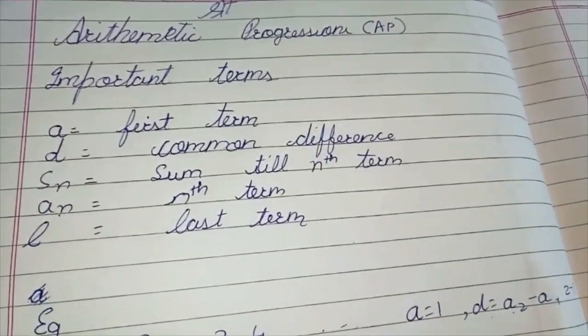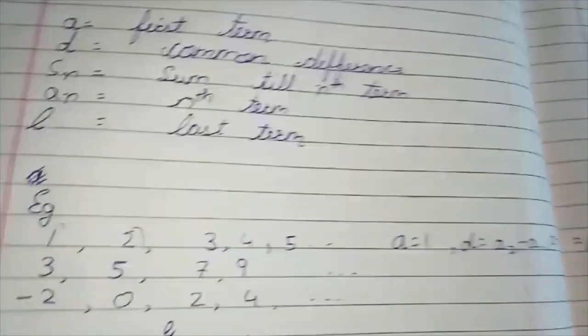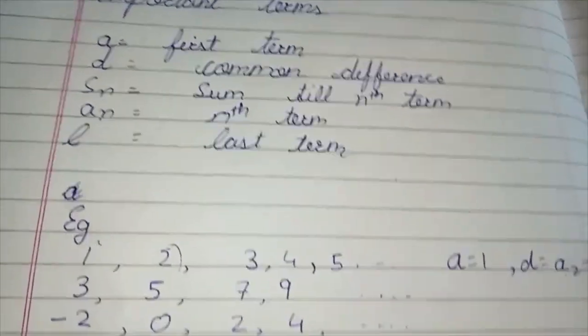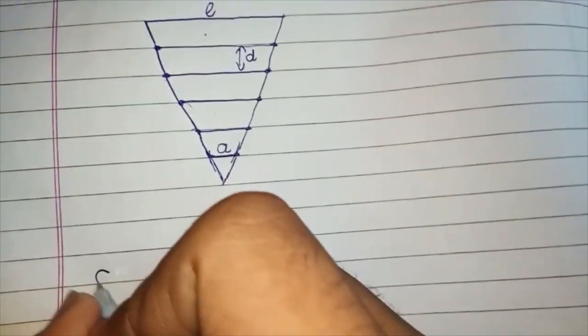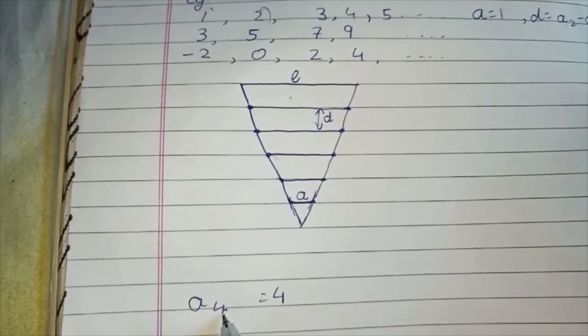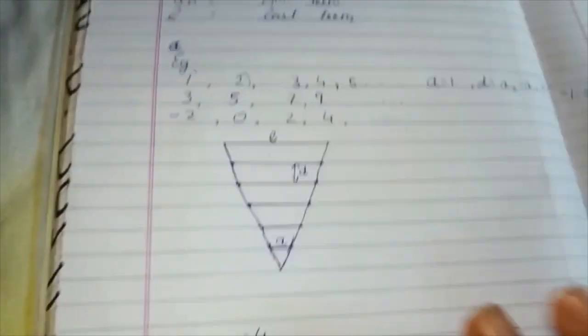For example, let's take the series ending at 5. If we ask what is the fourth term, we will denote it by A4, which is equal to 4, because here the fourth term is 4. So it is the nth term, and the nth term is denoted as AN.